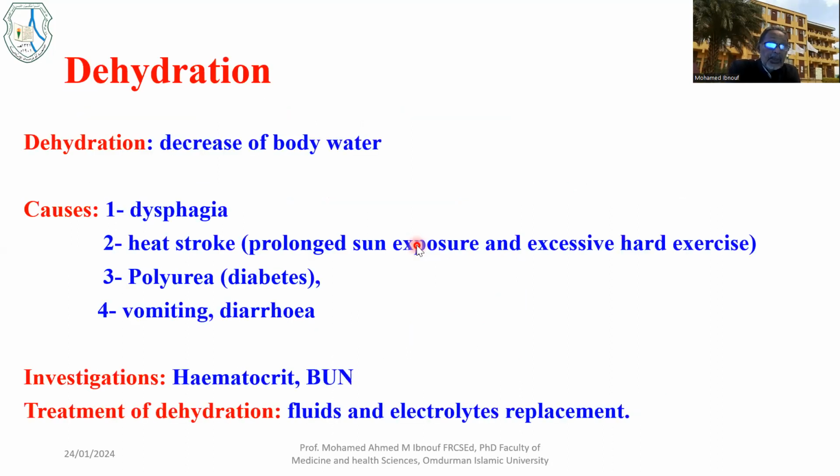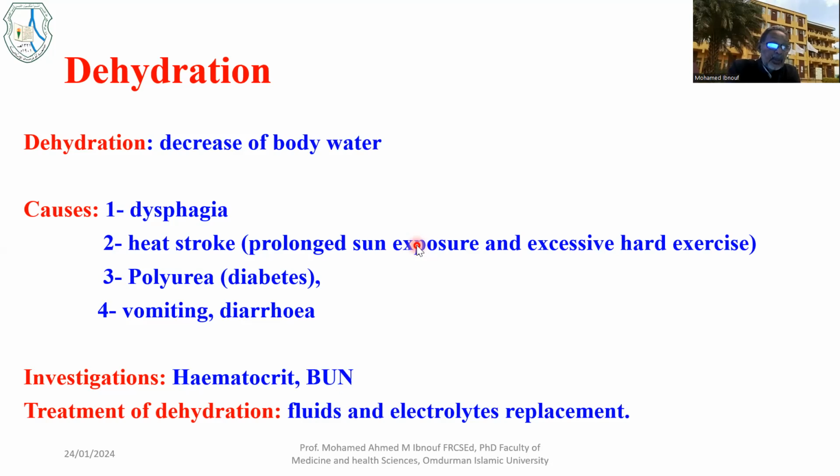Now, dehydration, which is due to decrease in the total body water, the causes are usually due to dysphagia, due to failure of intake of enough amount, and heat stroke, in which there is prolonged sun exposure and excessive hard exercise leading to excessive sweating and loss of water. Also polyuria due to diabetes and diuretics, and other diseases causing polyuria, and also in vomiting and diarrhea, there will be dehydration.